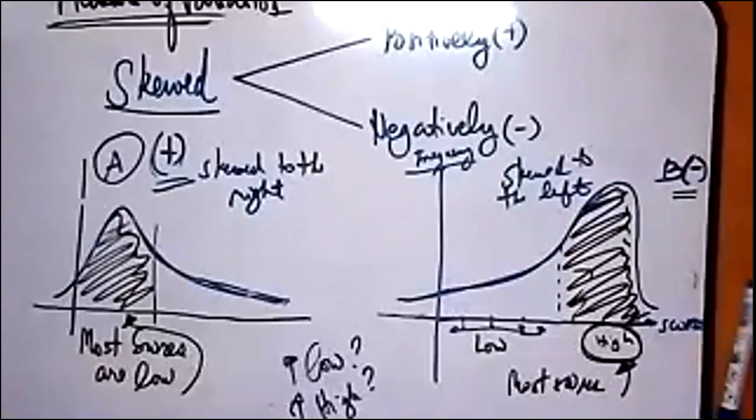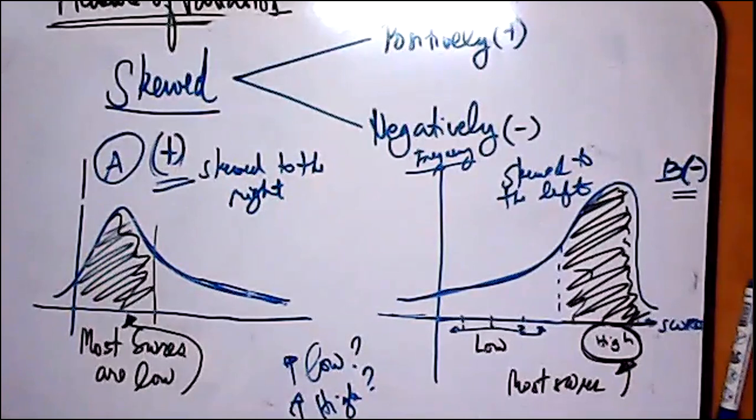All right? So I repeat, when the distribution is not normal, then we are dealing with a skewed distribution. And in a skewed distribution, it can be positively skewed or negatively skewed. If the tail is going to the right, it means that most scores are low. If the tail is going to the left, it means that most scores are high.